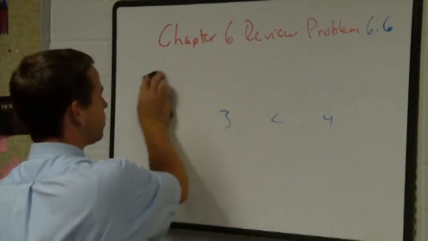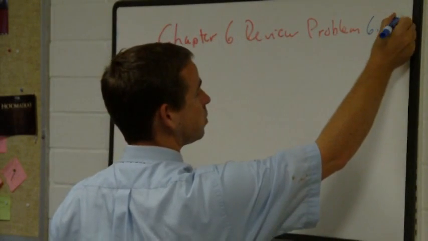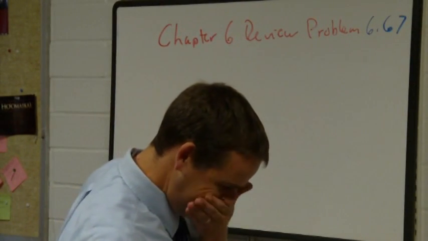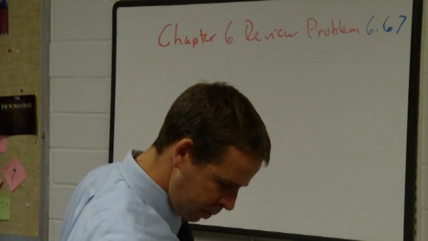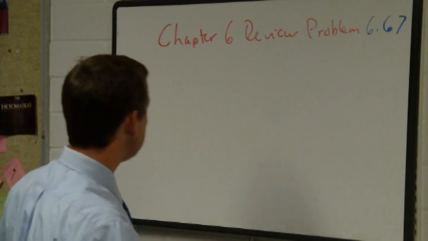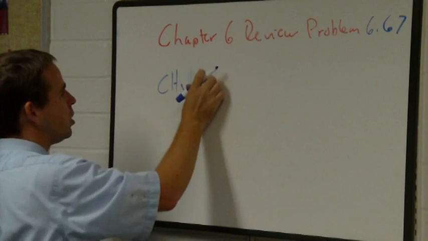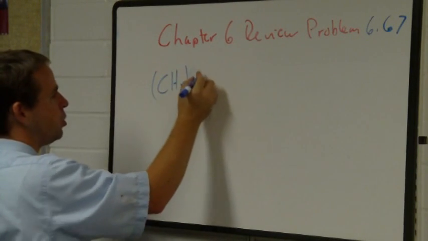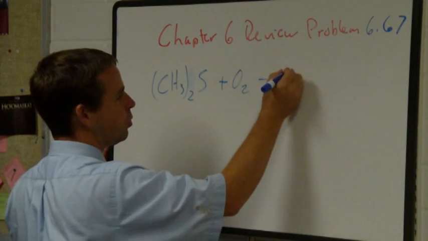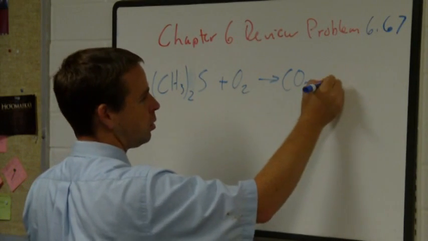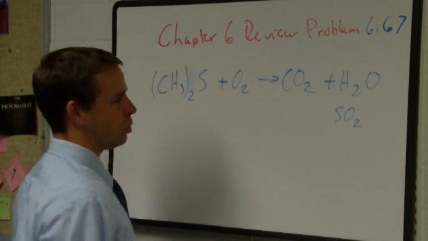67. Write the balanced chemical equation for the combustion of dimethyl sulfide in abundant supply of oxygen, (CH3)2S. Whoops. CH3, that's the methyl group, 2 sulfide. All right, so combustion, combining with oxygen to form carbon dioxide, water, and sulfur dioxide, SO2.